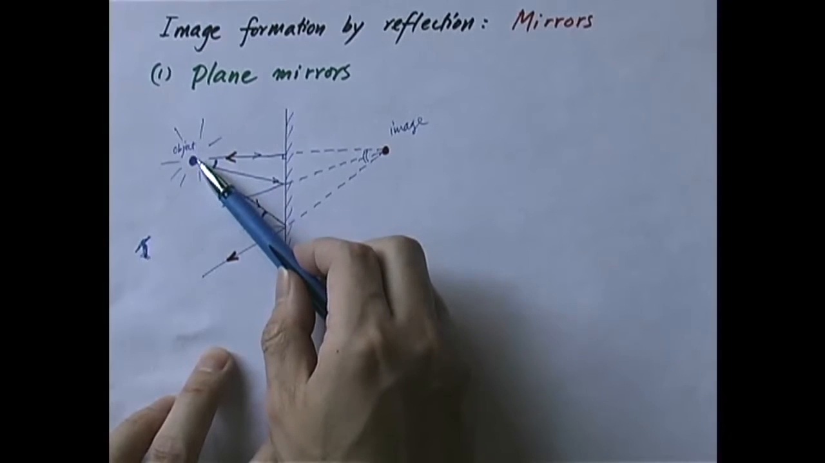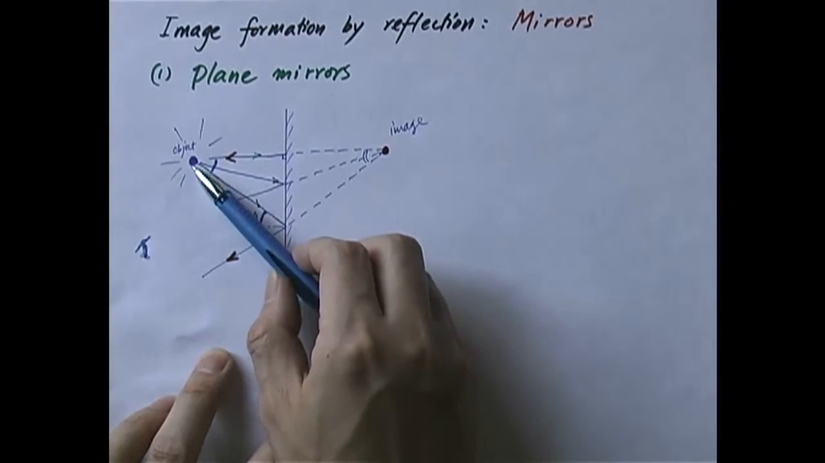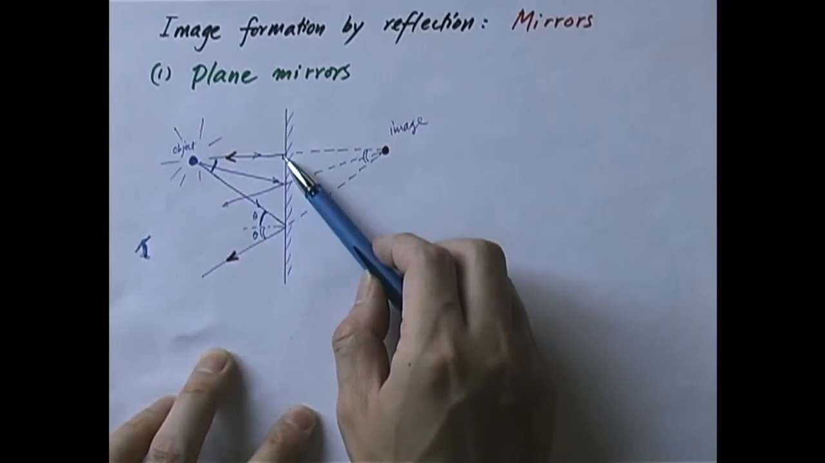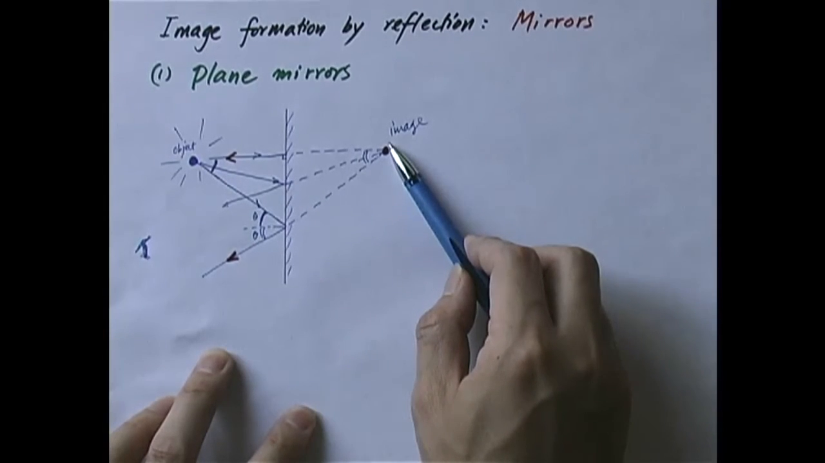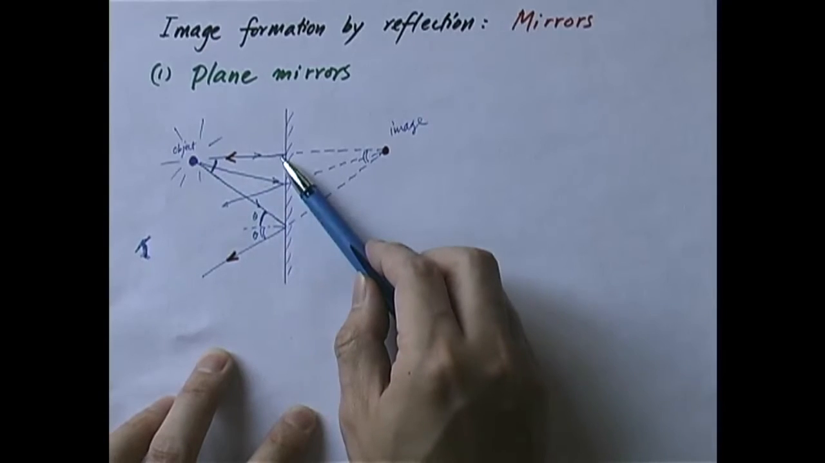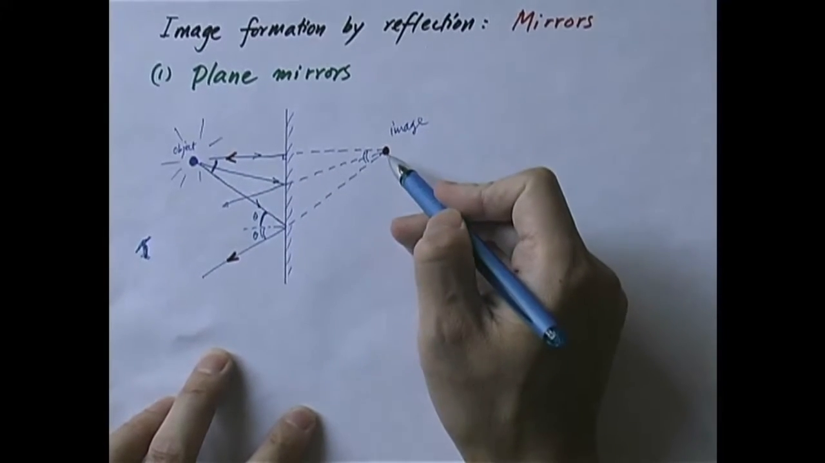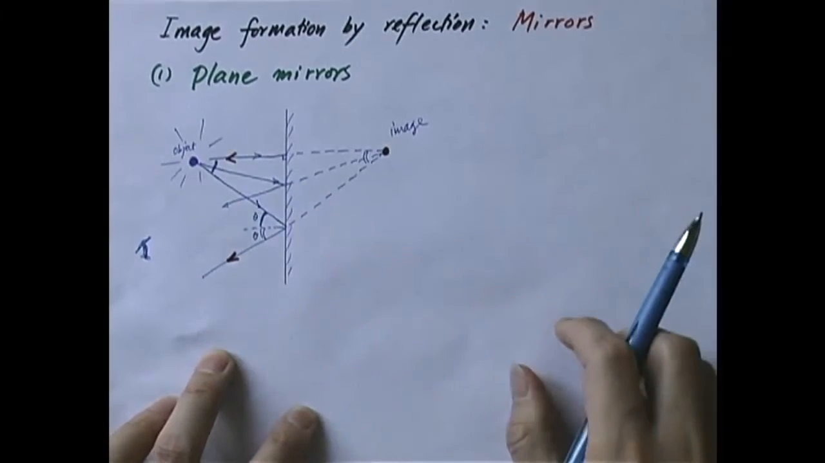So this is how you find the image formed by a plane mirror. All you do is you start from an object, draw a line perpendicularly towards the mirror, and extend behind the mirror the same distance as the distance between the object and the mirror itself. This, of course, as you know, is the so-called mirror image of that object.